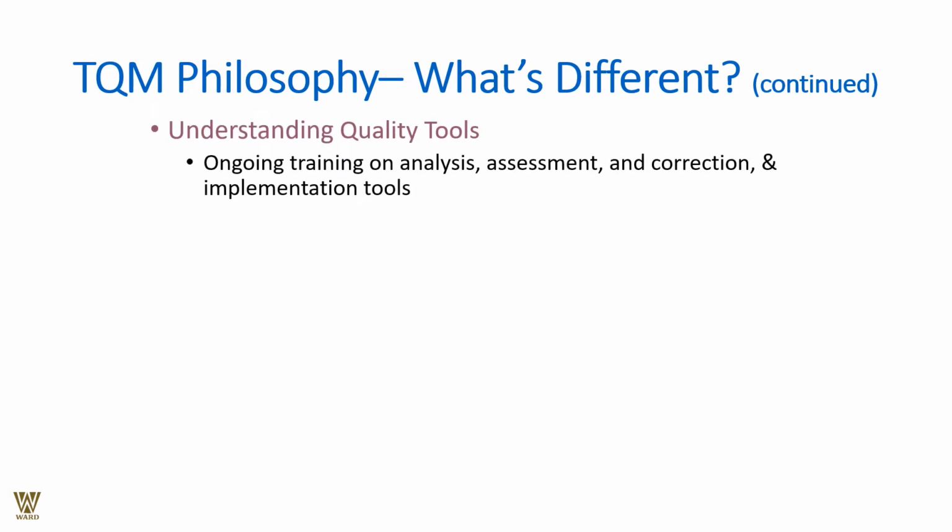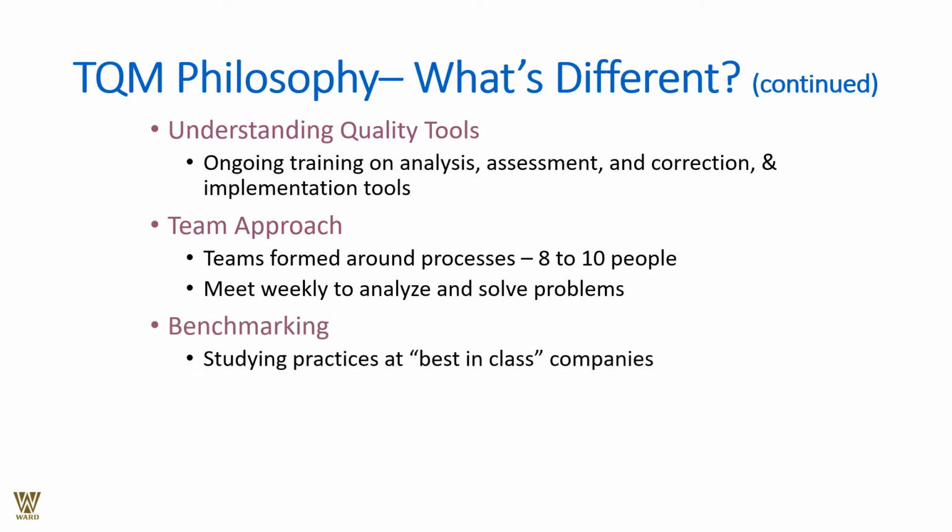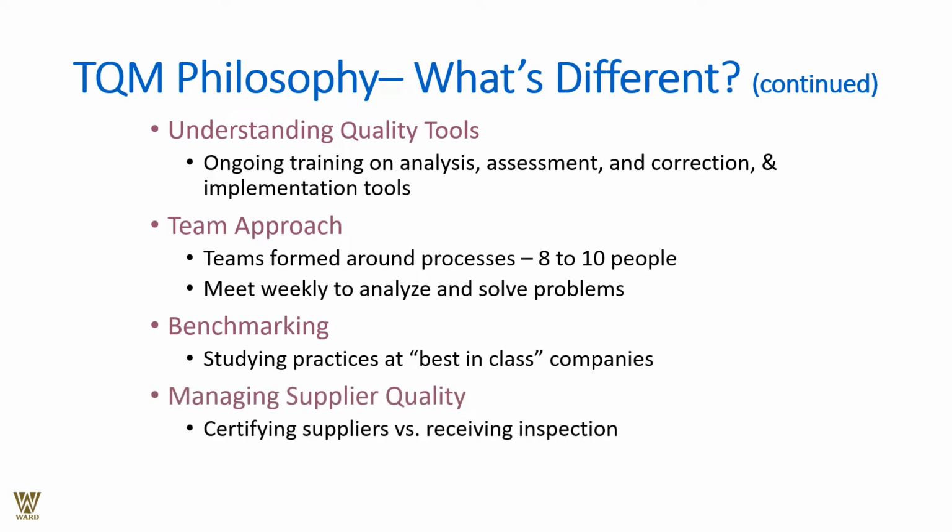We continue with understanding the quality tools, ongoing training on analysis, assessment and correction, implementation tools, as the case might be. This is what we are looking for. Team approach, team from around the processes are exactly 8 to 10 or quality circles as they are usually known. They meet weekly to analyze and solve the problem thereby. Benchmarking, studying practices that are best in the class, in the company as the case might be. We are talking about managing supplier qualities, certifying suppliers versus receiving inspection per se. Now, this is what we are looking forward to: understanding the quality tools, team approach, benchmarking, managing supplier quality thereby.